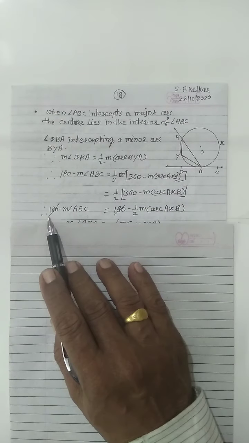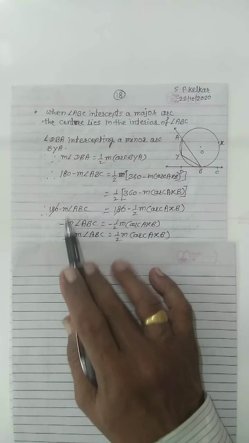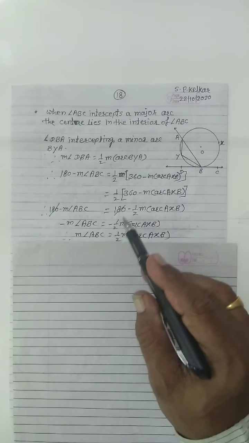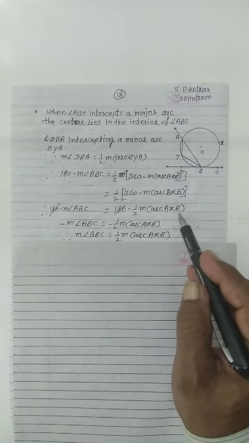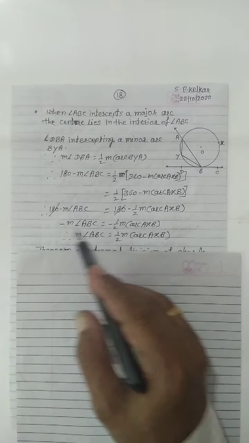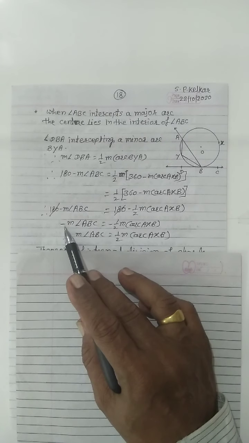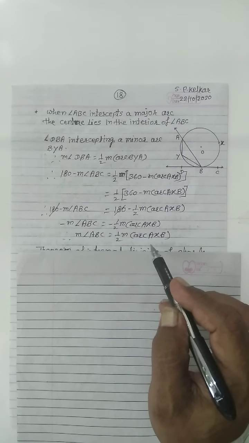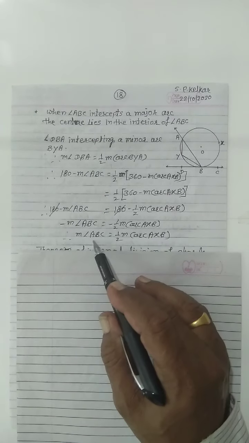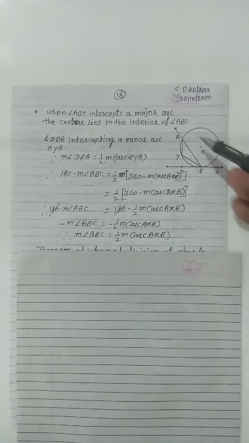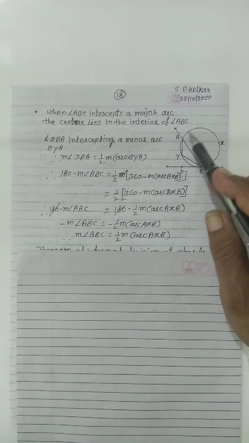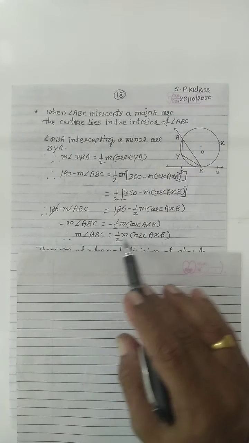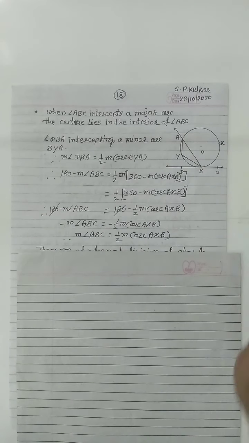Then this 180 and this 180 cancel. Then we write measure of angle ABC equal to minus 1 by 2 measure of arc AXB. Both sides are minus, so we can cancel the minus sign. Measure of angle ABC equals 1 by 2 measure of arc AXB. In this way we prove that the measure of angle ABC which intercepts the major arc is also equal to half of this major arc.